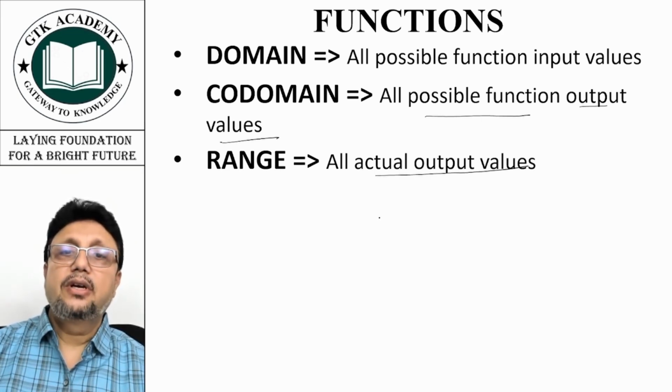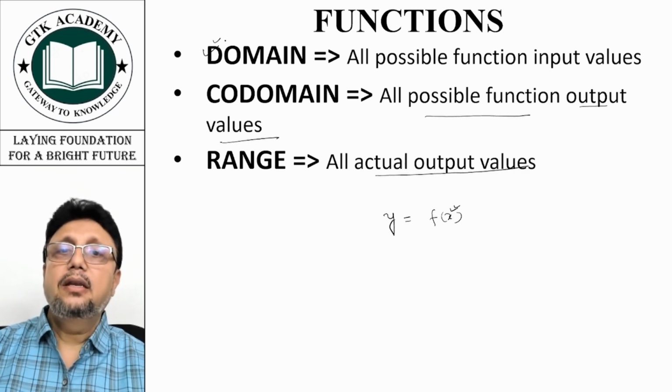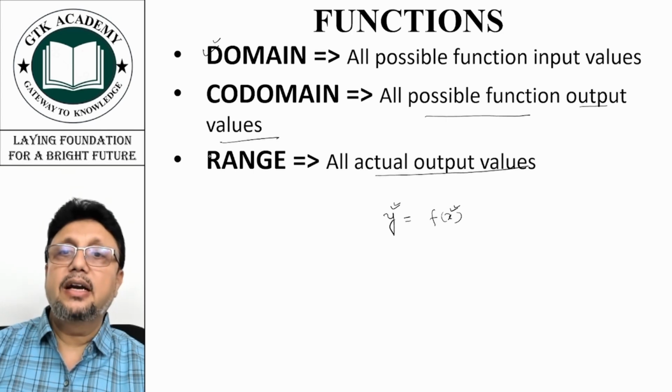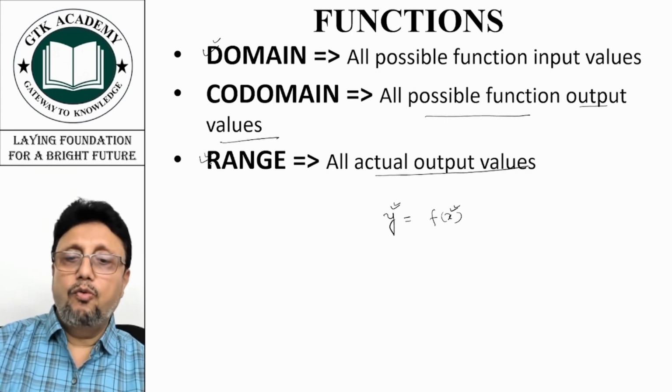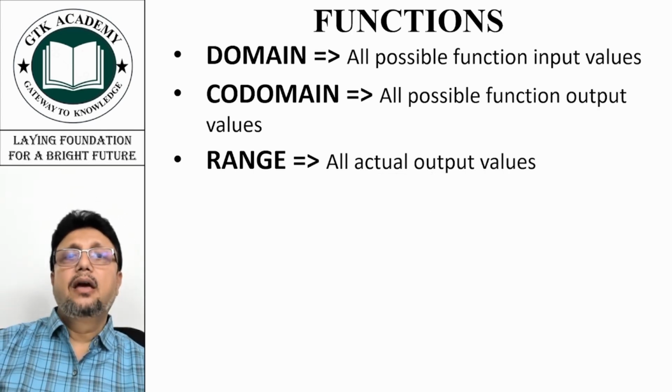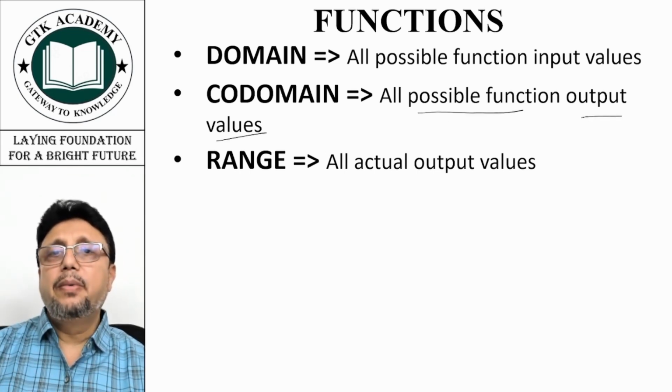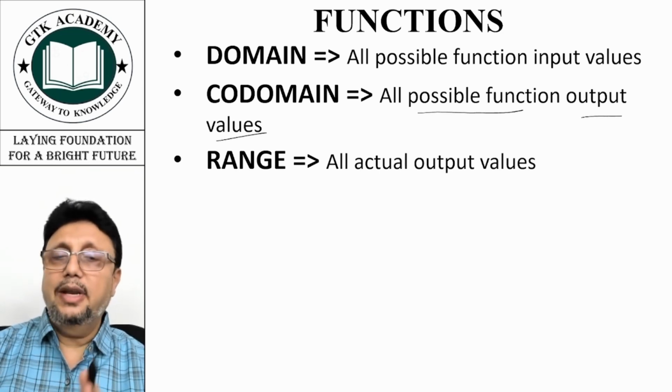That is called range. For example, if we have a function y is equal to f(x), the values of x we can have, that set is domain, and correspondingly the values of y which we get, that is called range. Now, what is then codomain? We say that it is all possible function output values. Here, many people are confused. So, let me explain.